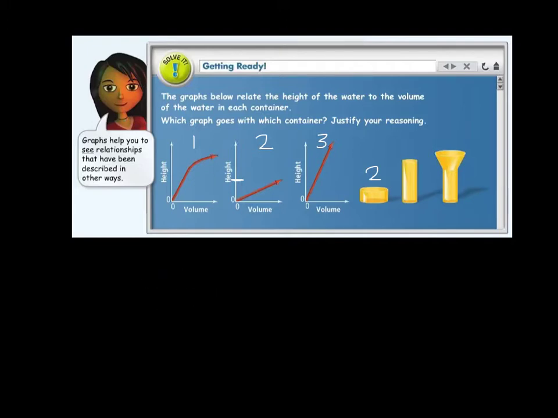Okay. Next one, tall, skinny cylinder. You've probably already figured out that that's going to be number 3 because the height is going to be consistent. Same thing with the second one. The height is going to increase consistently as you pour the water in, and we're pretending that we can pour really steadily and evenly. So as you pour the water in, the height is just going to go straight up, right there, and the volume is going to increase at the same time.